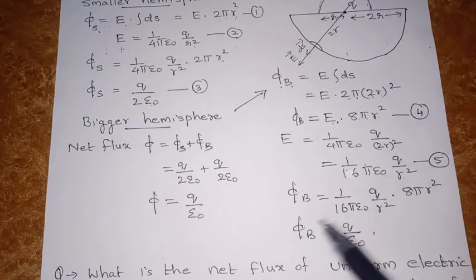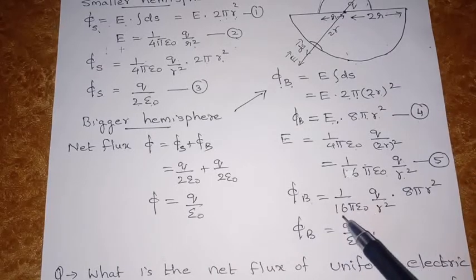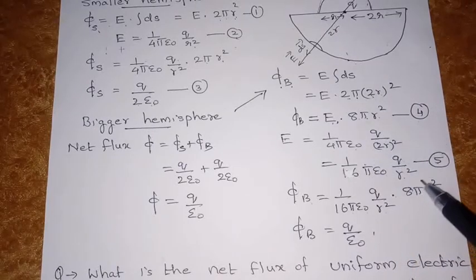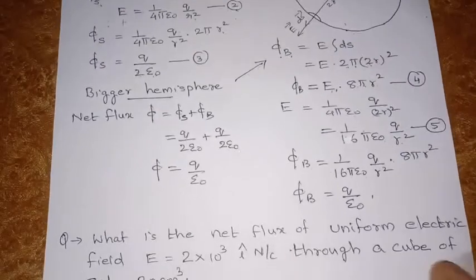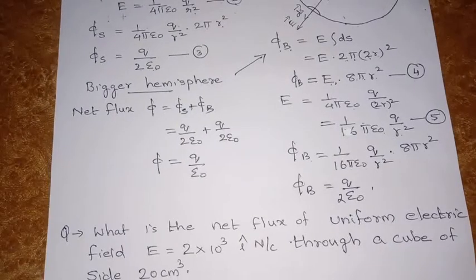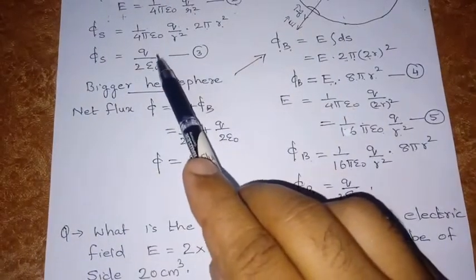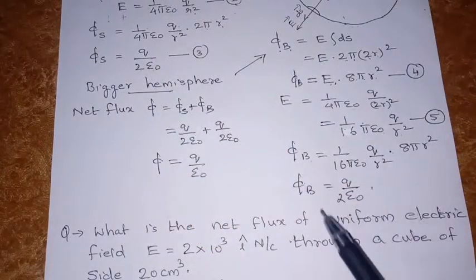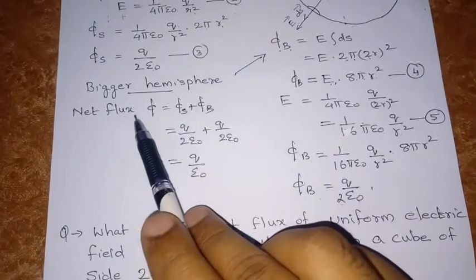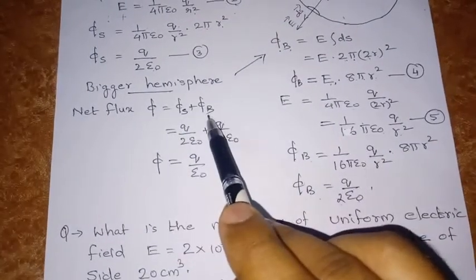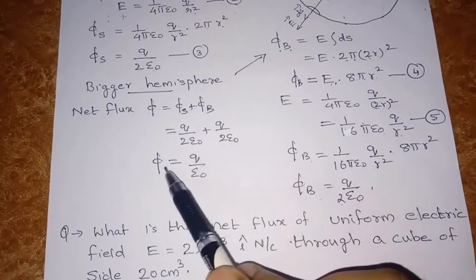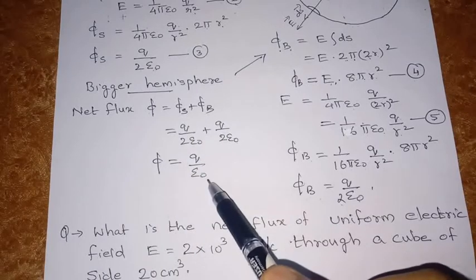Substitute 5 in 4. You can see phi b is equal to 1 by 16 pi epsilon 0 q by r square into 8 pi r square. Cutting the values from the numerator and denominator, phi b becomes q by 2 epsilon 0. So the flux through the smaller hemisphere will be q by 2 epsilon 0, and the flux through the bigger hemisphere will be q by 2 epsilon 0. Therefore, total flux phi is equal to phi s plus phi b, that will be q by 2 epsilon 0 plus q by 2 epsilon 0, that will be flux phi is equal to q by epsilon 0.